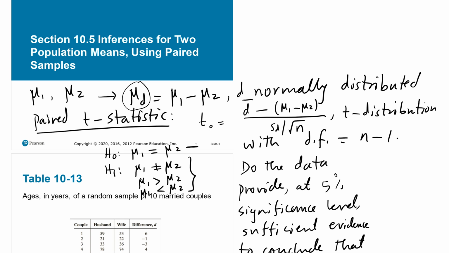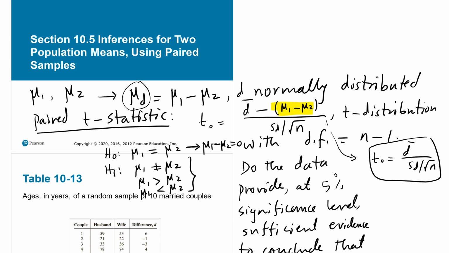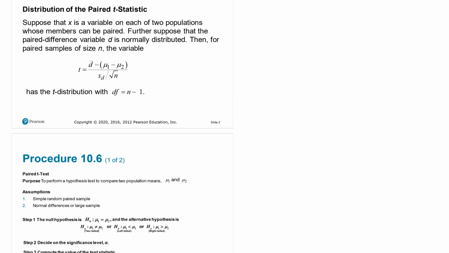So from here, we can see that mu1 minus mu2 is 0. So this quantity is always going to be 0. From there, we get that t sub 0 is d bar over s sub d divided by the square root of n. This is what we do with the t statistic. We need to find the t statistic so we can use it, as we did in the previous sections, to see if this value falls in the critical region or the rejection region or not. And that will help us decide if we should reject the null hypothesis or not.